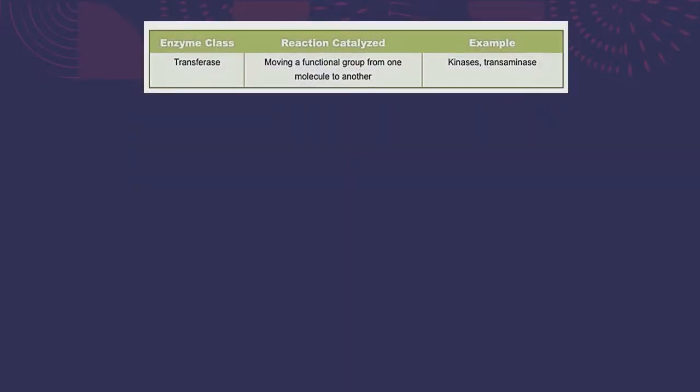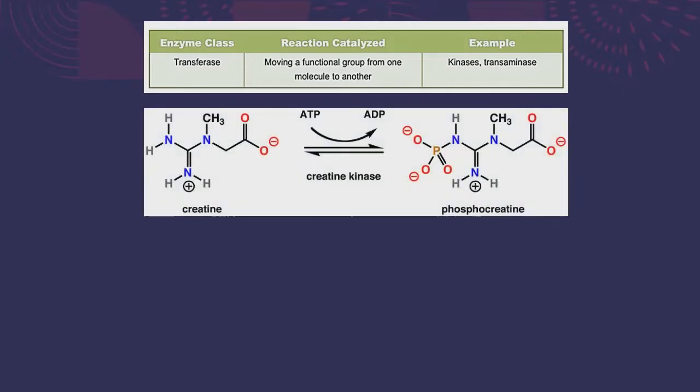The enzyme group called transferase is given by two examples in here, and those are kinases and transaminase. This type of enzyme group actually moves a functional group from one molecule to another. As an example, we have the molecule of creatine, and with the ATP, our creatine kinase will remove that phosphate group from that ATP to be transferred to our creatine to create the phosphocreatine molecule.